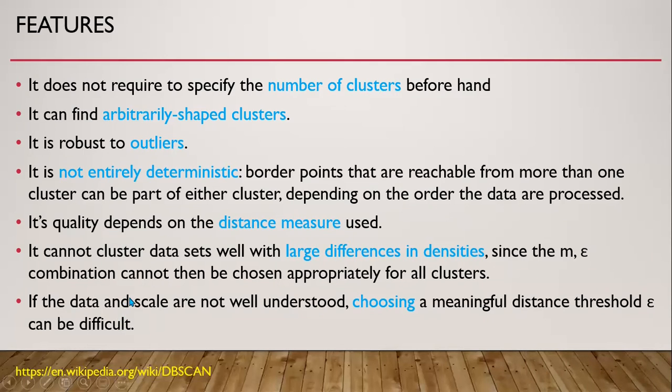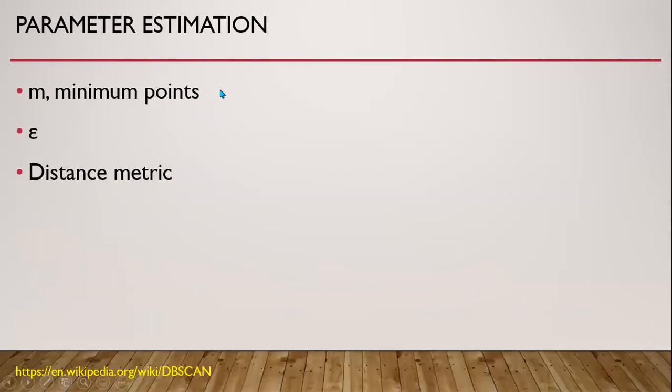So how do we select the parameters? For parameter estimation, there is a very good resource on the internet. This is the link for that resource, which describes how to choose the right parameters. There are three parameters in DBSCAN. One is the minimum points m, the other is the distance epsilon, and the third is the actual distance metric used. Mostly the Euclidean distance metric is used, but in higher dimensions, this metric may not be very useful.